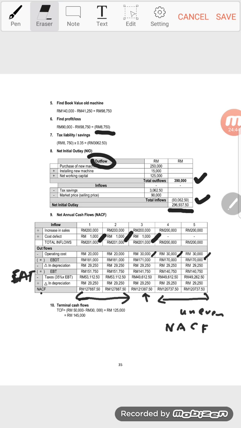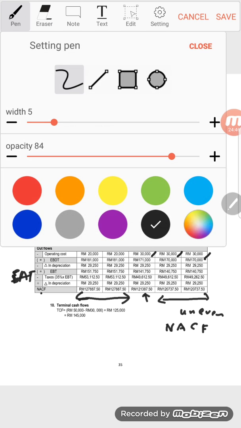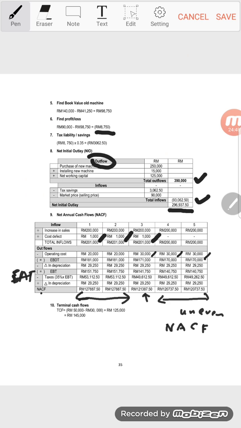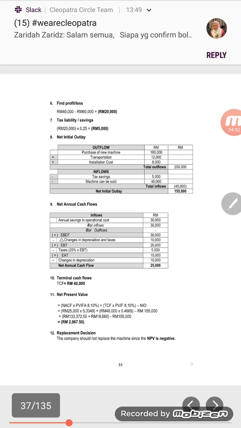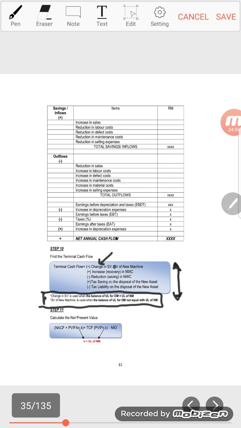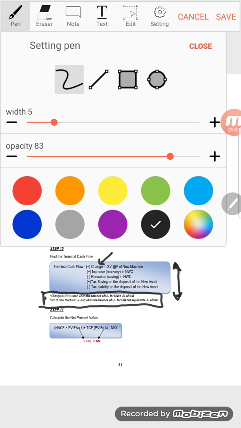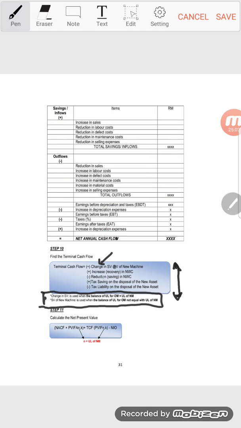So kita assume amount yang positif tu bermaksud apa? Bermaksud kita kena tambah dalam terminal cash flow kita. Ni. Kita kena tambah ni, nampak ni. Increase in net working capital. So kita kena tambah. Kalau kita dapat negatif, kita tolak.